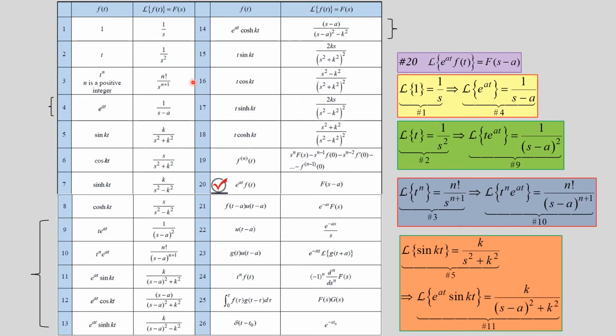Notice that formulas number 4, and 9 until 14, are all functions f of t multiplied by e to the power of at. And notice that the results of the Laplace transform of f of t e to the power of at are all expressed in terms of s minus a.